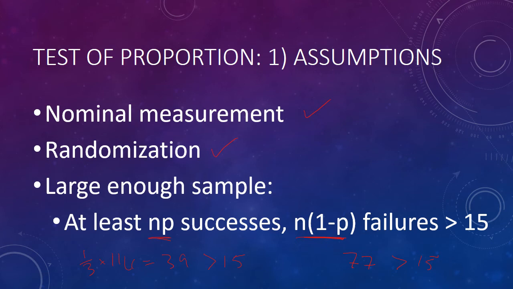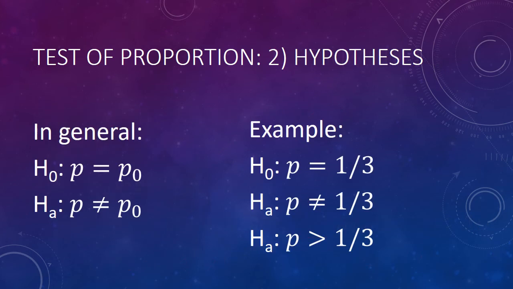Next, we need to set up our hypotheses. We want to know if the astrologers are just guessing, but we need to convert this goal into statistical terms. If the astrologers are just guessing, then they'll probably get close to 1/3 of the matches correct. So we want to know if the population proportion of correct matches is 1/3. Or in symbols, the null hypothesis is that the population proportion equals some special null hypothesis value, which in this case is 1/3. P equals 1/3 is our null hypothesis.